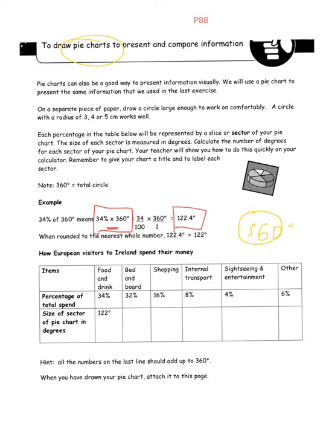Okay, we don't mark 122.4, we always round it. So 122.4 would be 122. And then we need to fill in the rest. So basically every single time we need to multiply 33% by 360, 16% by 360, 8% by 360. Okay, so these are the answers. You can check them out.